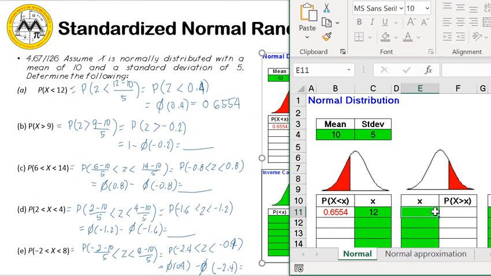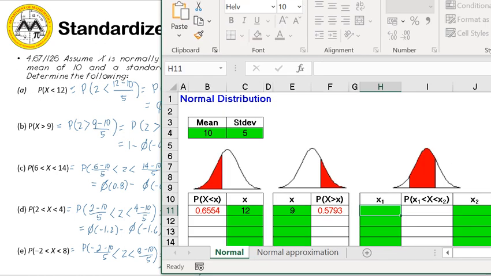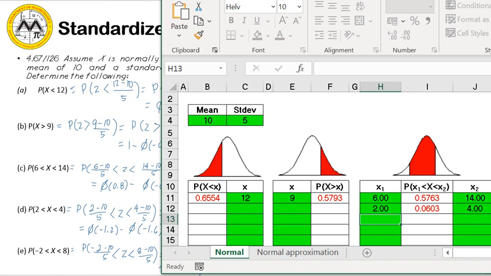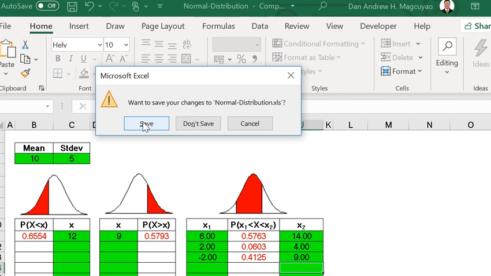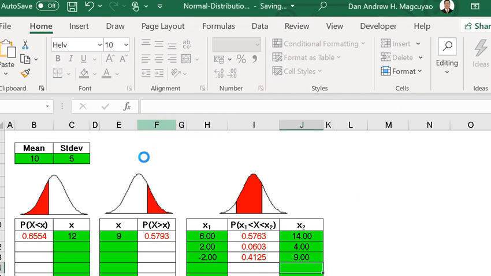So for the second one, it is to the right of 9, in between 6 and 14, between 2 and 4, and between negative 2 and 8. So take note that this is for the probability distribution with mean of 10 and standard deviation 5. So 10 and 5.